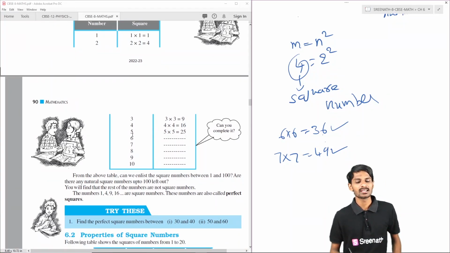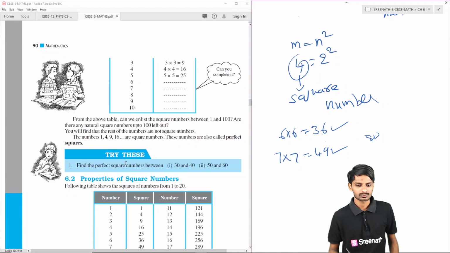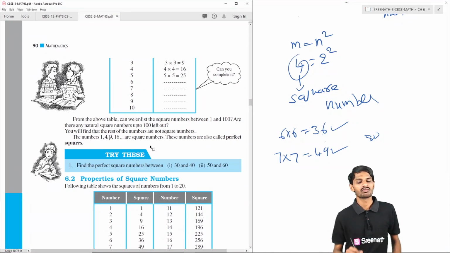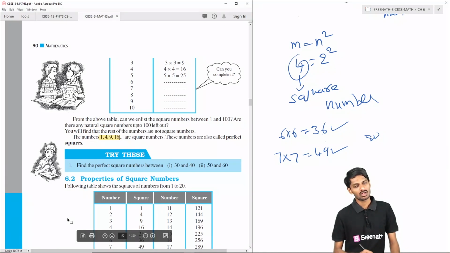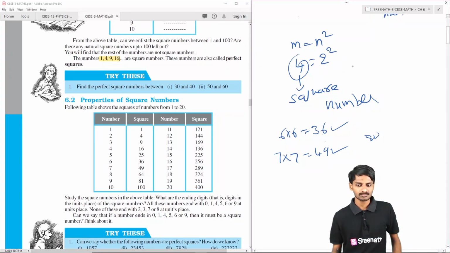So like this, can you find the square numbers between 1 and 100? I have found out up to 50. Continue this process to 100. So the numbers 1, 4, 9, 16 are square numbers. These numbers are also called perfect squares. So 1, 4, 9, 16, this type of numbers are square numbers, and we also call them perfect squares also. That is the thing, students.